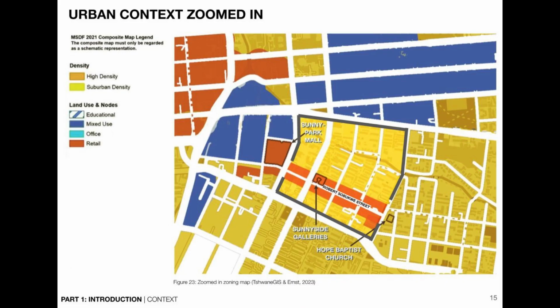Zooming in a bit closer, we can see our site of Sunnyside, characterized by dense suburban areas and a strong retail spine, linking areas of high consumerism, such as Sunny Park Mall, to more community, faith-driven areas, like the Hope Baptist Church at the end of Robert Sobukwe Street.